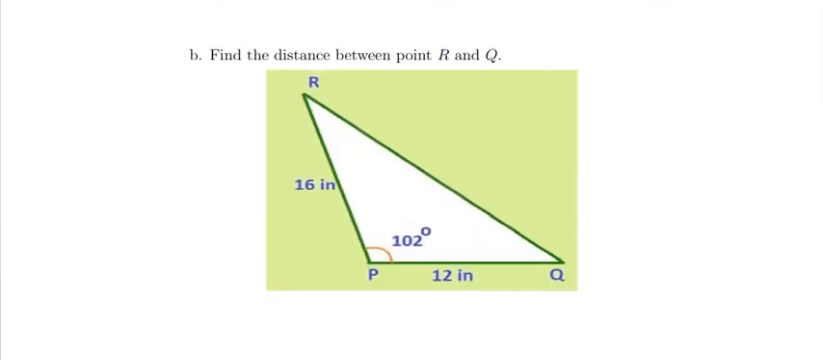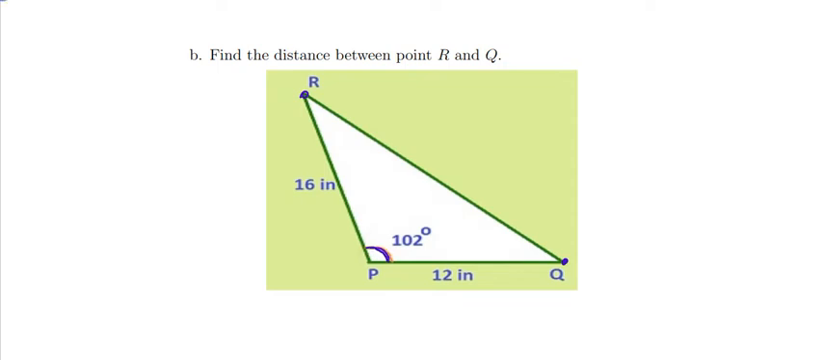So now let's consider this problem. We want to find the distance between the 2 points, point R and Q. The condition is that we know this side is 12, this side is 16, and this angle is 102.